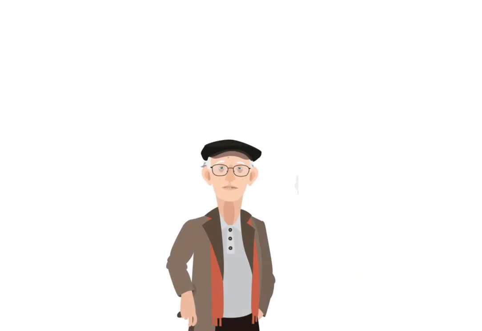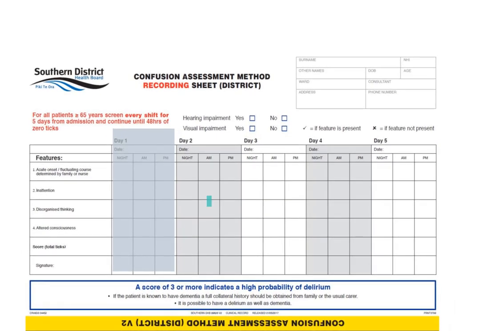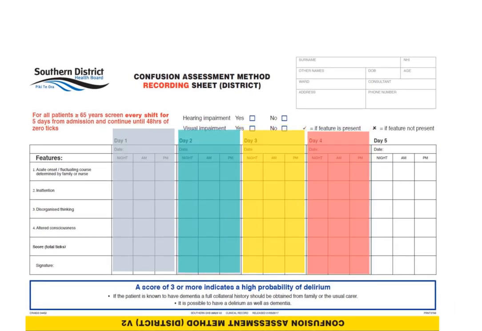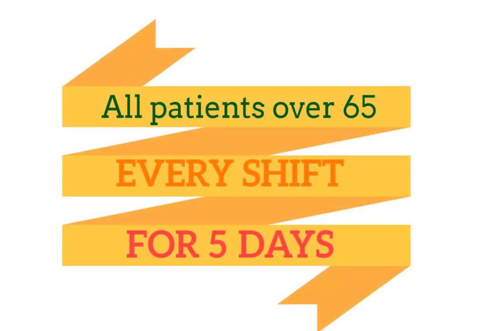So John's assessed on day 1 on admission using the confusion assessment method recording sheet, which looks like this. And you can see it's got sections to record the patient's scores every shift over the first 5 days. Now on admission, John only scores 2, and that's not enough to progress him down the delirium pathway. However, as we know, things can change for patients during their healthcare journey, and that's why it's vital that all patients over 65 are assessed every shift for 5 days.